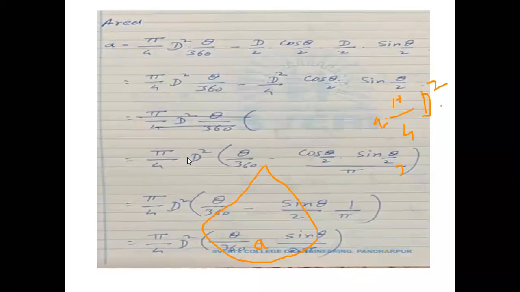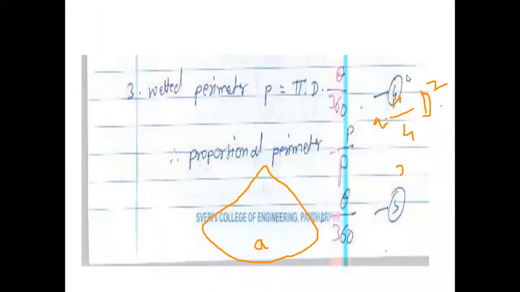Now pi by 4 into d square into bracket 360 theta upon 360 minus cos theta by 2 into sin theta by 2 upon pi. One more relation we are knowing about, cos theta by 2 into sin theta by 2, we can write it as sin theta by 2. Okay, that relation you may be knowing. So I have written sin theta by 2 into 1 upon pi, or I can write it in the proper format. I should remove this part, whatever is the written part.